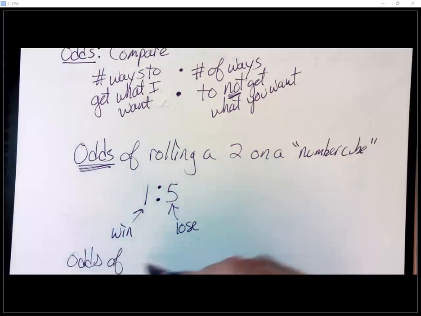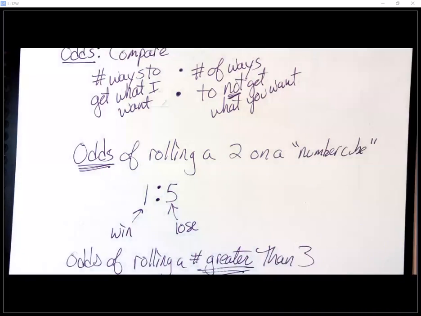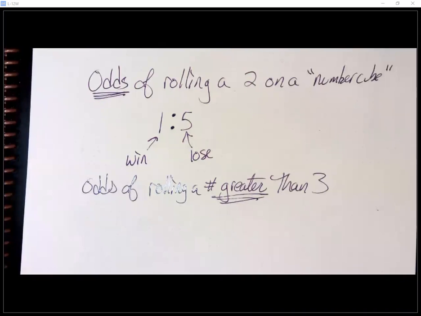Odds of rolling a number greater than 3. So think of how many numbers there are greater than 3 on a number cube. That would be your first number. So what number is that? I've got to figure out how many. There's 3 numbers greater than 3, right? 4, 5, and 6. So that'd be your first number.